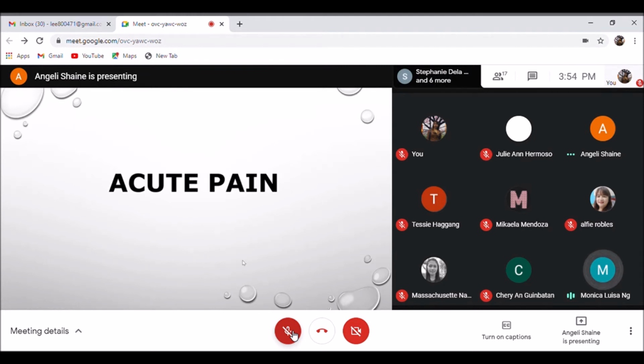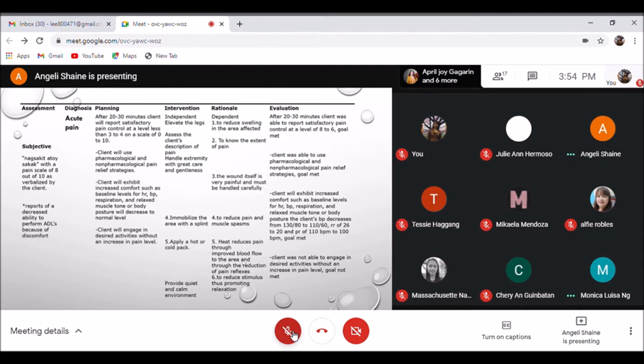Nursing care plan for osteomyelitis, acute pain. Assessment. Under subjective, as verbalized by the patient: pain scale of 8 out of 10. Reports of a decreased ability to perform ADL because of discomfort.